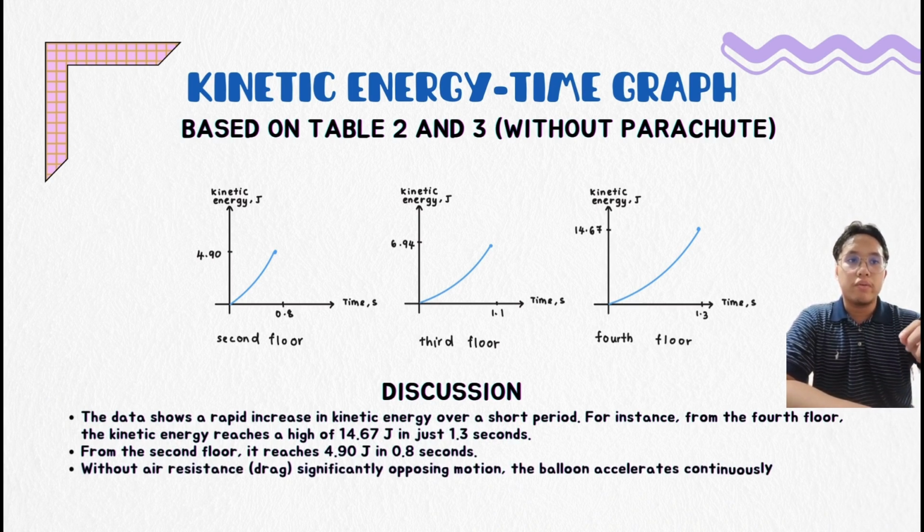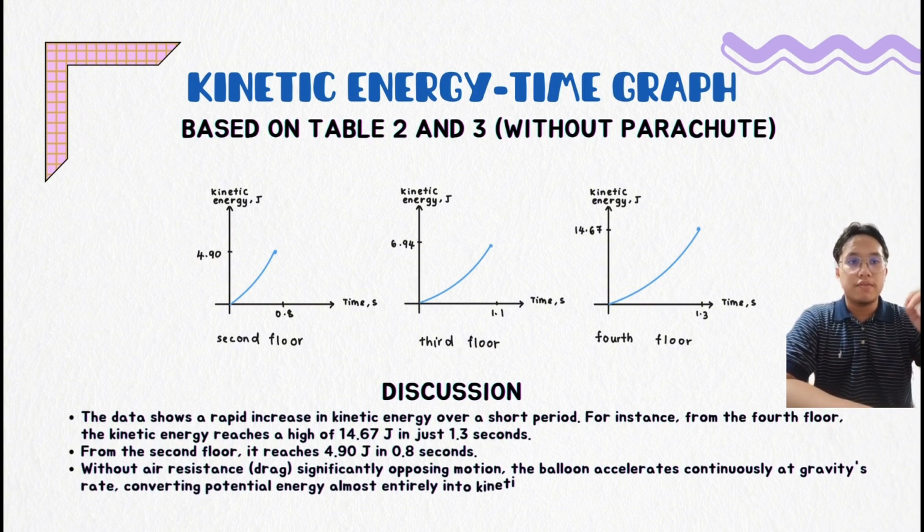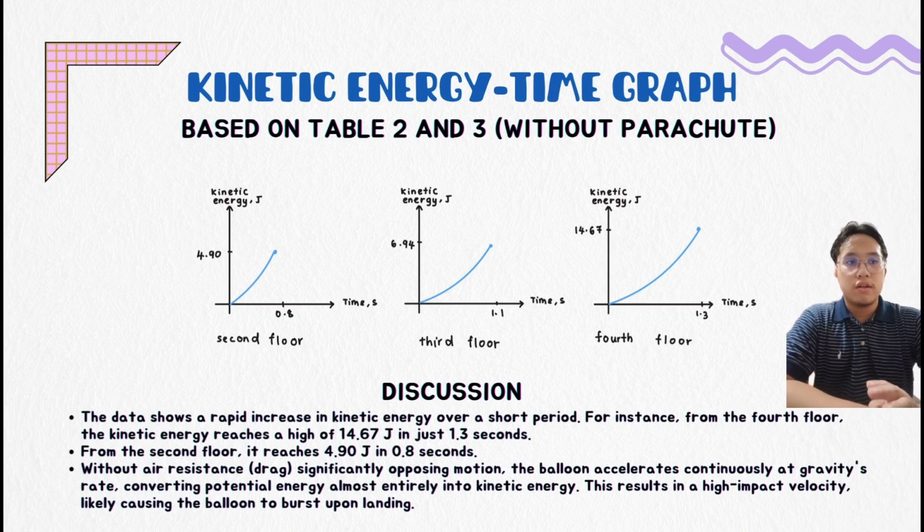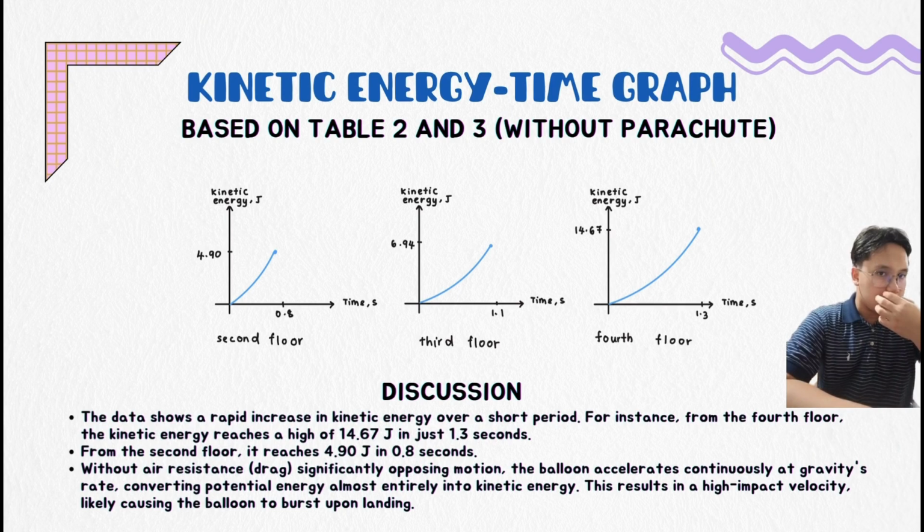When we drop the balloon without a parachute, the kinetic energy spiked massively. From the 4th floor, it hit 14.67 joules in just 1.3 seconds because there was almost no air resistance. Potential energy converts directly into high speed. This is why the balloon burst when it hit the ground, because it has too much energy.